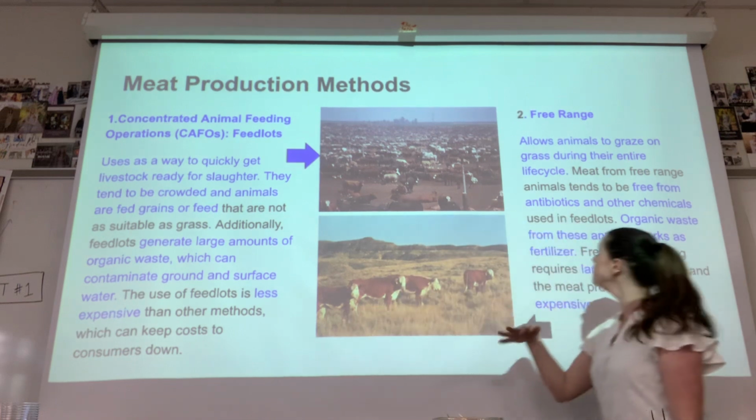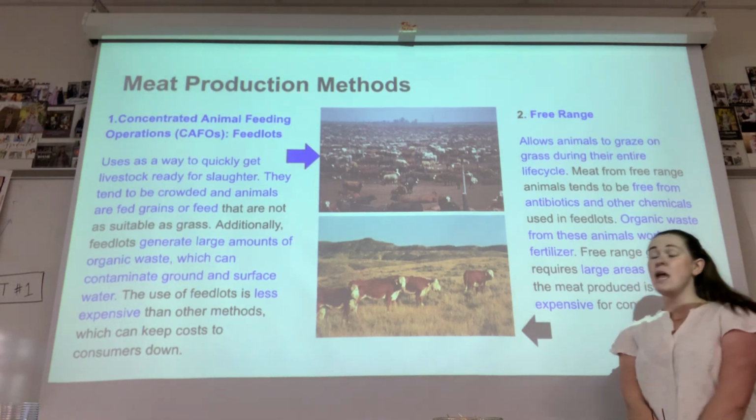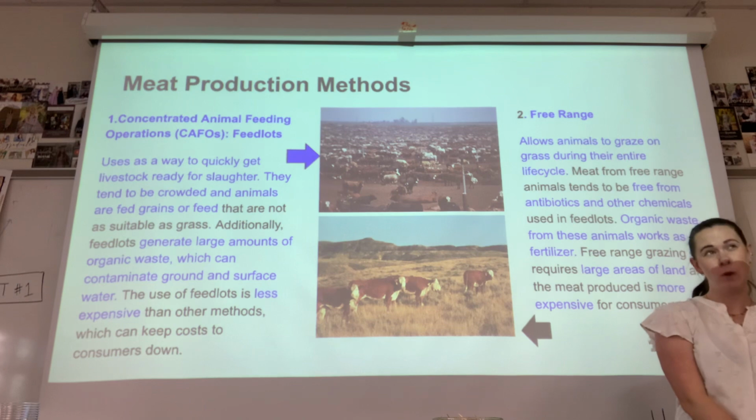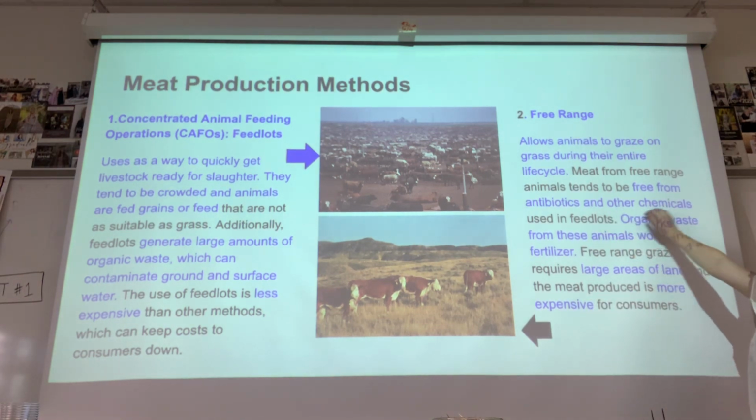On the other hand, we have our free range lots. Free range lots allow animals to graze on grass during their entire life cycle. So they can walk around, they can graze on grass, which is what they're supposed to be eating. They are free from antibiotics and other chemicals.